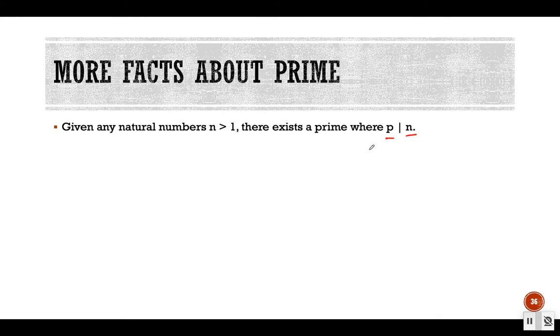As we know from our last couple of examples, each number can be represented as a multiple of some prime numbers. Also, we saw that each composite number has a prime divisor less than or equal to the square root of n. So that says that given any natural number greater than 1, there exists a prime number which divides the natural number.